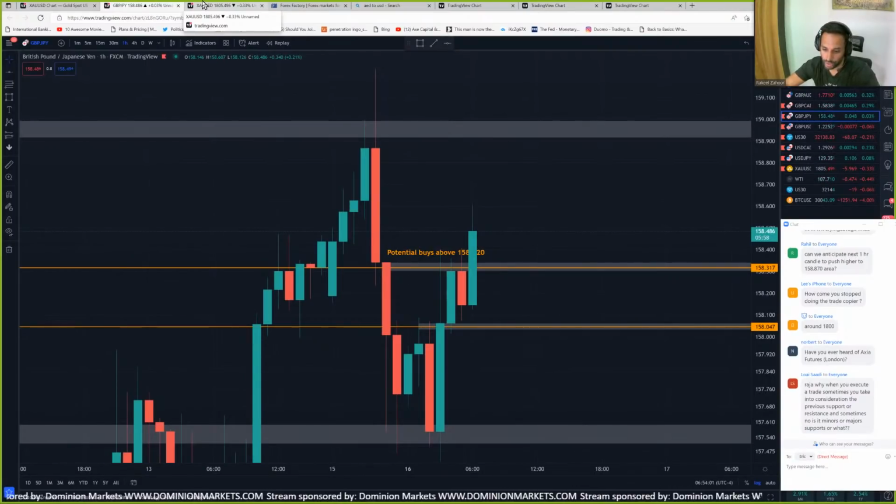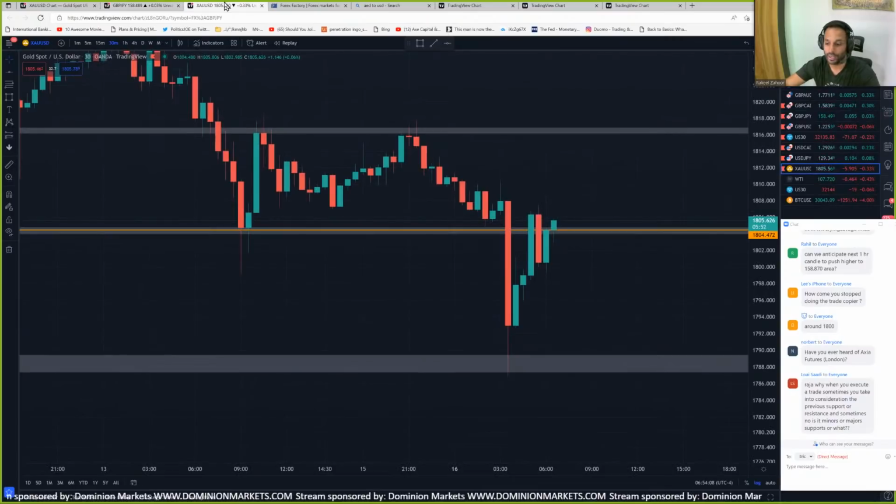When you execute a trade, sometimes you take into consideration the previous support resistance? Is it minor and major supports or what? It's minor and major supports. Every trade idea is different, so you have to pinpoint the idea you're talking about. How do you draw support resistance? Go to babypips.com, buddy. What's your opinion on Todd Capital Group, the way he does structure? I don't know how he does structure.